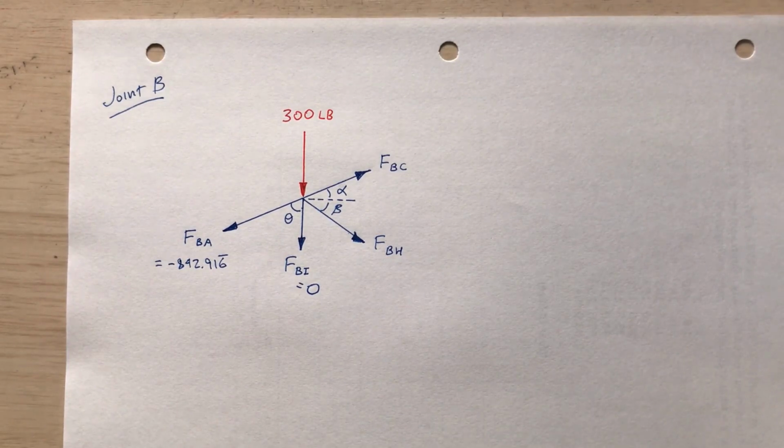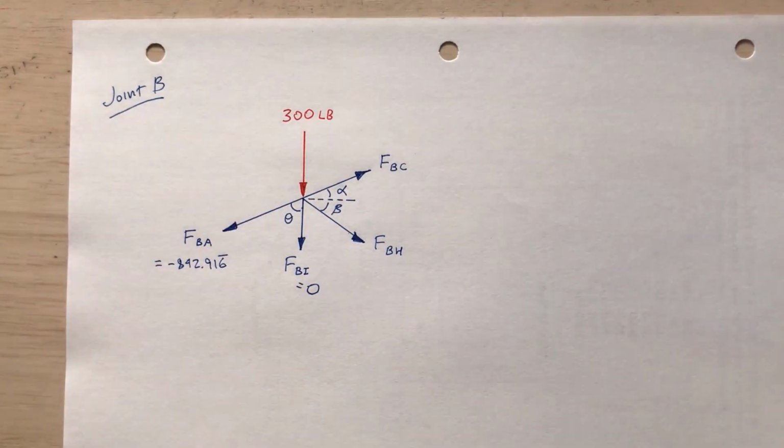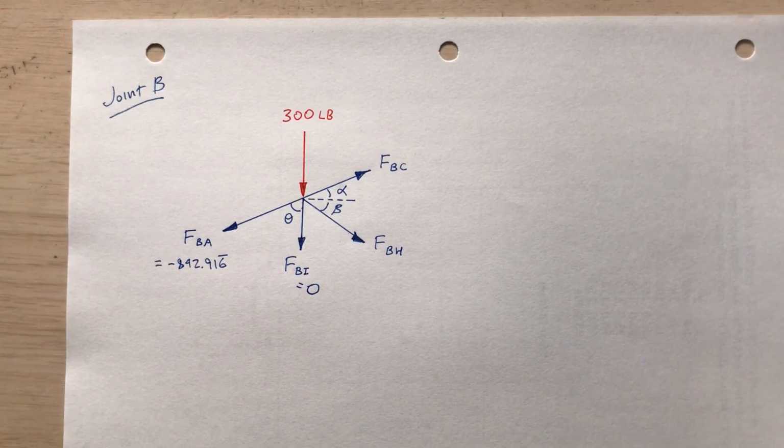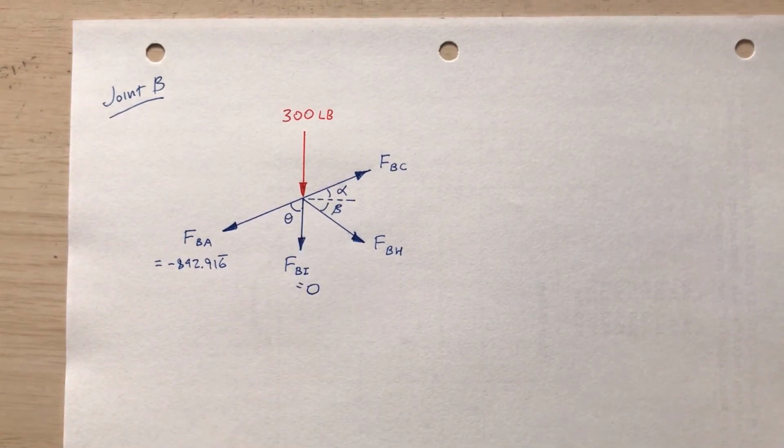Okay, so I know those, meaning that there's two unknowns here, F sub BC and F sub BH. Those are the two unknowns. So once again, I'm going to take the sum of the forces in the x direction, sum of the forces in the y direction. Be aware of the geometry here, the theta, the beta, and the alpha. If you're not sure where those are coming from, make sure you go back and look at the original drawing.